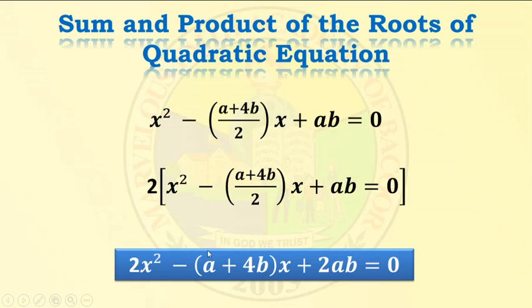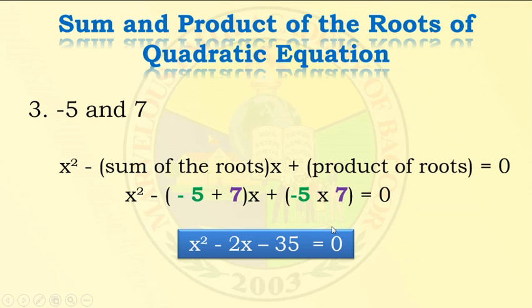Okay, and then next, plus 2 times ab, the answer is 2ab. And then 2 times 0, the answer is 0. Kaya meron tayong equation na 2x squared minus quantity a plus 4bx plus 2ab equals to 0. Okay? The next, for the last example, we have negative 5 and 7. So, x squared, the same pa rin ng process. Okay? So, x squared minus quantity negative 5 plus 7, the answer is positive 2. Times negative 1, the answer is negative 2x.